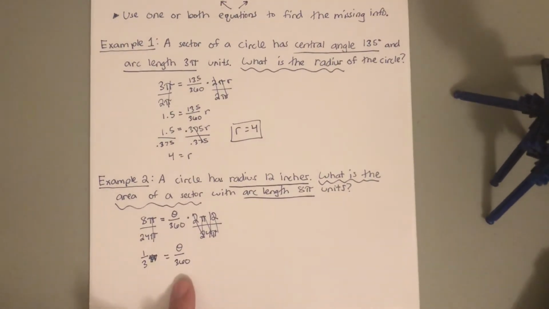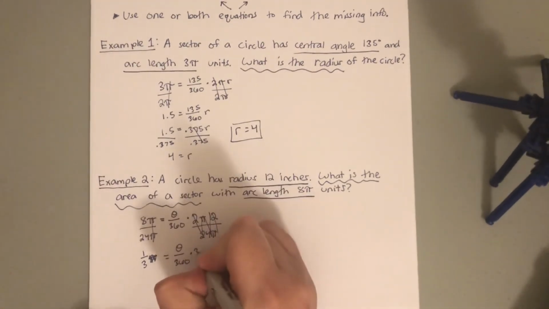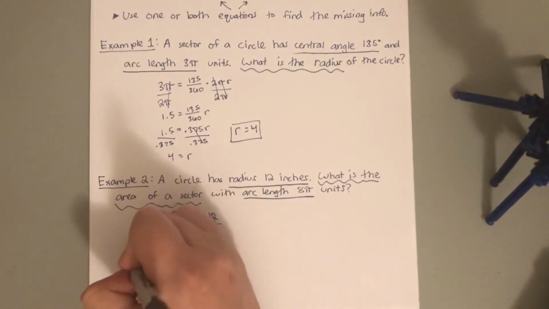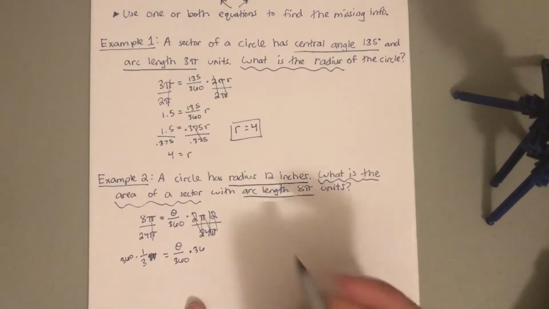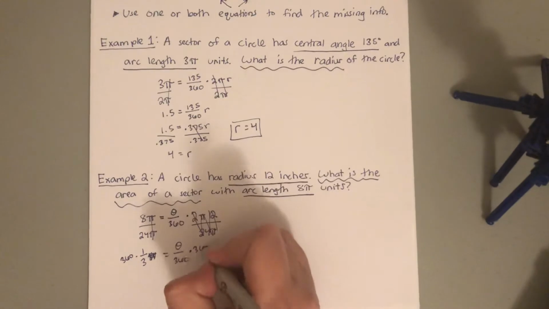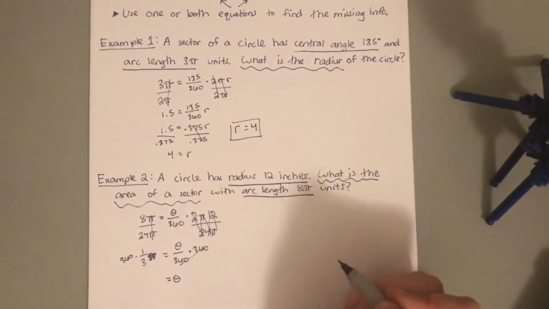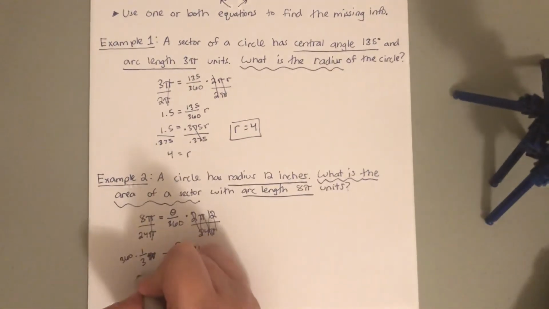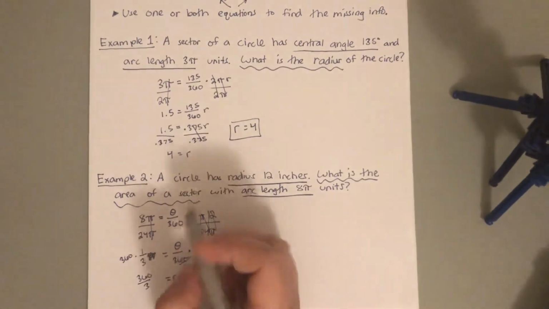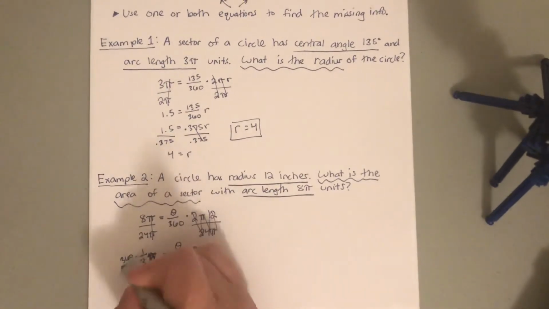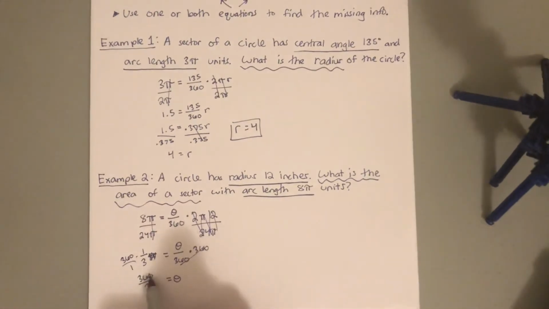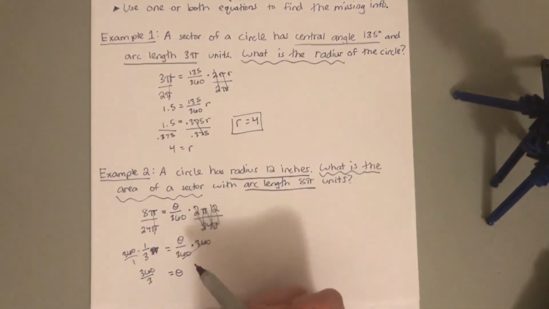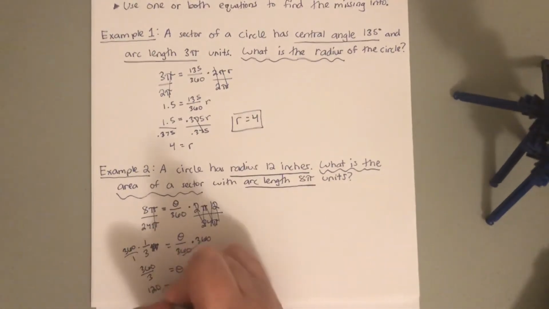Now we're trying to find the central angle. Right now it's divided by 360, so to undo divided by, we multiply. So we're going to multiply both sides by 360. Over here it cancels out. We just have that. This really turns into 360 over 3, because when you're multiplying fractions, you multiply straight across. So 360 times 1 is 360. 1 times 3 is 3. 360 divided by 3 is really just 120.